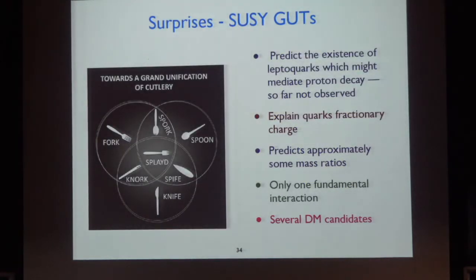And then the surprise of having supersymmetric GUTs is that, well, with the GUTs, we can explain the fractional quark charge, the Weinberg angle, and predict approximately some mass ratios. So we learned some things. That's what we want from a more fundamental theory. But it had other problems, which is probably fast proton decay through leptoquarks, and a lot of other parameters when we break supersymmetry. We went to the economical, but we added more parameters otherwise. Only one fundamental interaction, which is nice, and several dark matter candidates, some of them better than others.